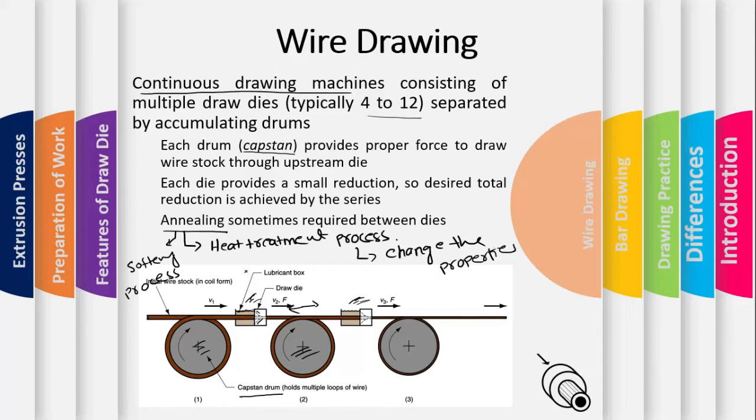So now we know the difference between the bar and the wire drawing. Bar drawing is a single batch operation, while the wire drawing is a continuous drawing operation. In the bar drawing, the material is passed through a single die, while in the case of the wire drawing, we have multiple dies that range from 4 to 12. And we have another feature here that's called the accumulating capstan drum, which accumulates the wire and also keeps the wire in the stretch form, in tension, so that there is no distortion here. And we perform the annealing before the wire drawing operation, or in between the dies also. So these were some differences between the wire and the bar drawing.